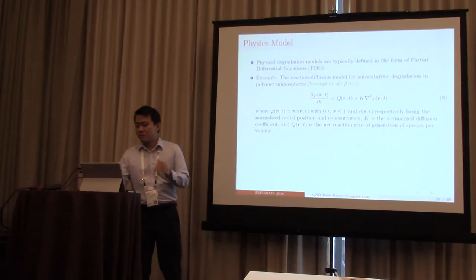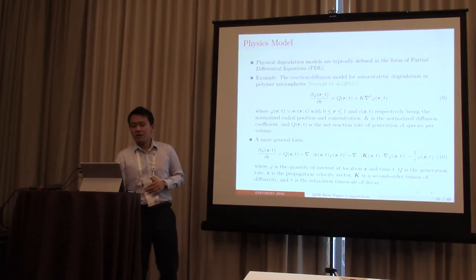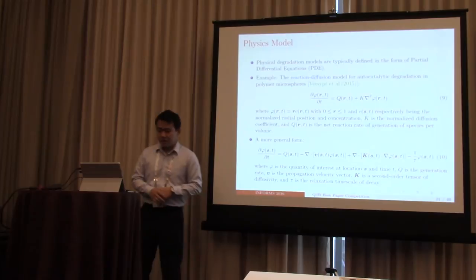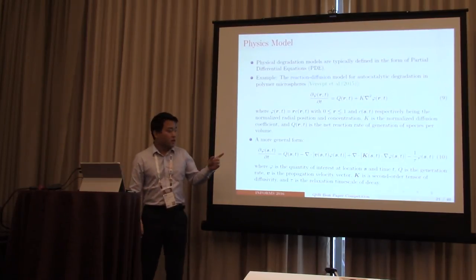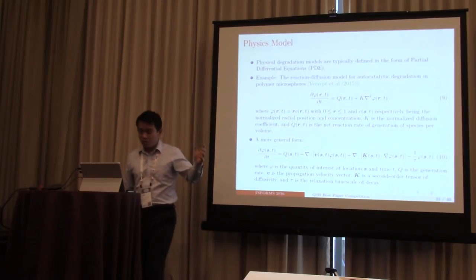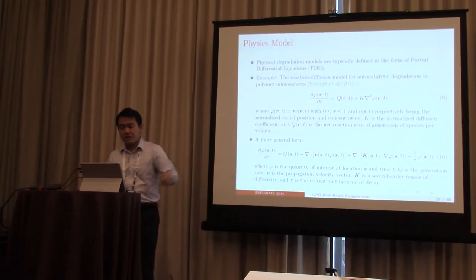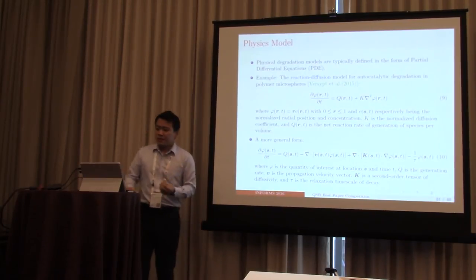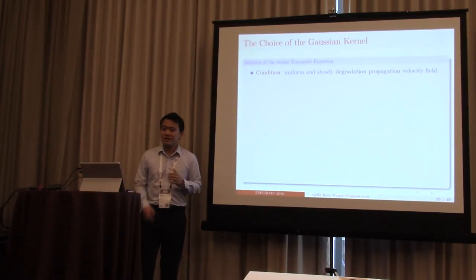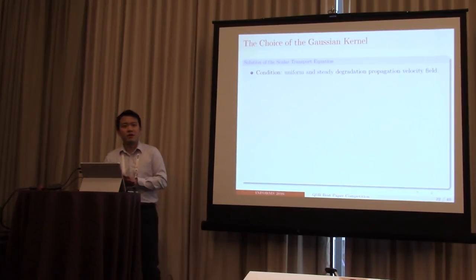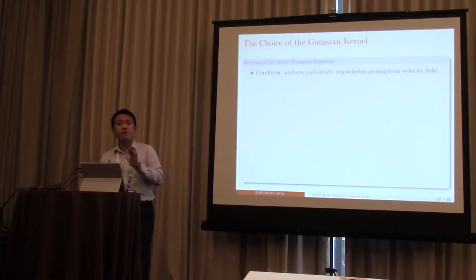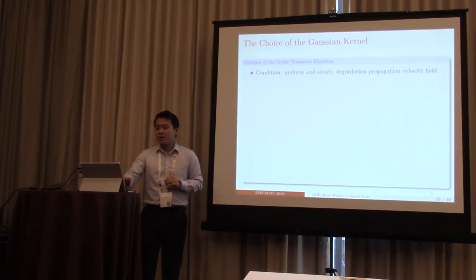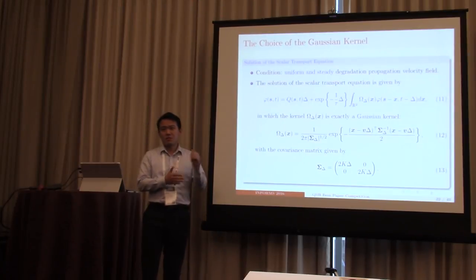But let's consider a more general case. Let's consider a partial differential equation like this. This is called the scalar transport equation. It has four terms on the right side: reaction, convection, diffusion, and decay. Under the condition that the degradation propagation is uniform and steady, that means the propagation does not change over space or over time, the solution to the scalar transport equation can be written in this way.